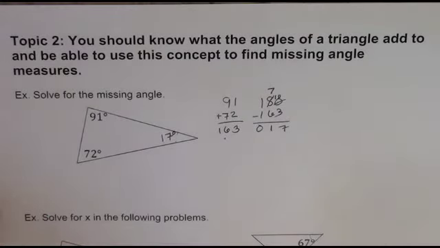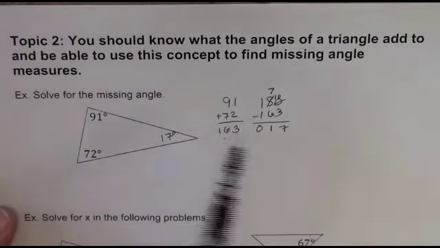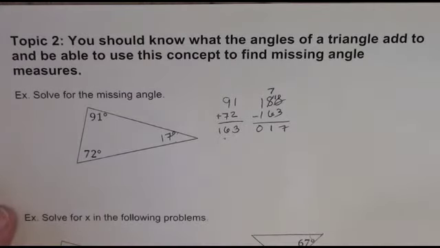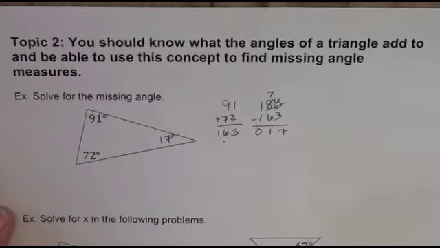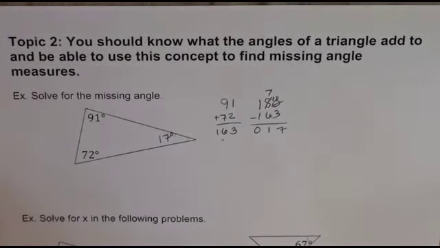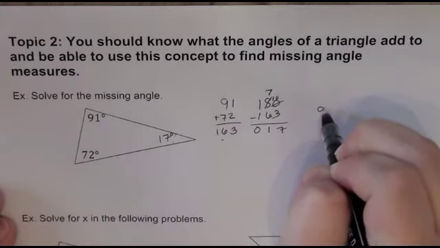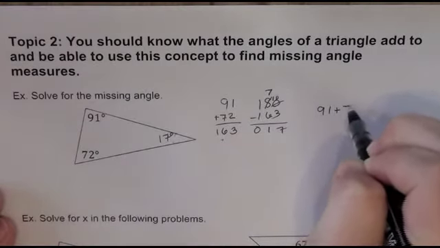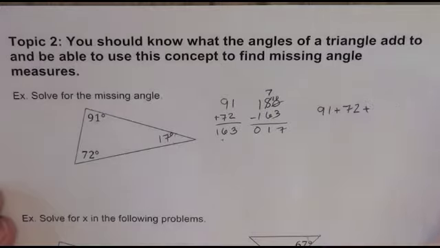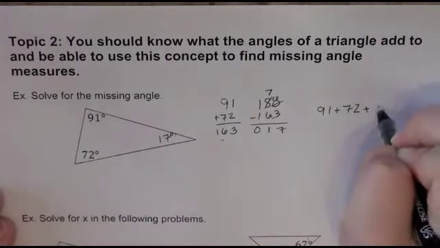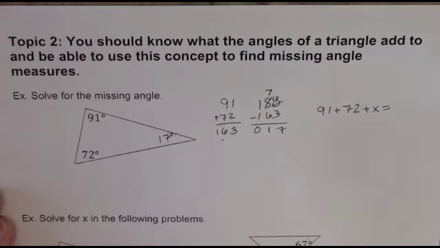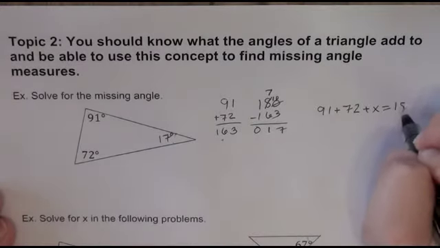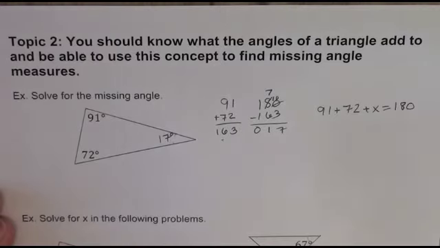Now another way to solve this problem, and this first method is probably the one I would prefer to do just speed-wise, but the second method is convenient when it comes to more complicated problems. And that's to set up an equation. 91 plus 72 plus the unknown angle, x, those three angles added together have to equal 180 degrees. And now you have an equation you can solve.